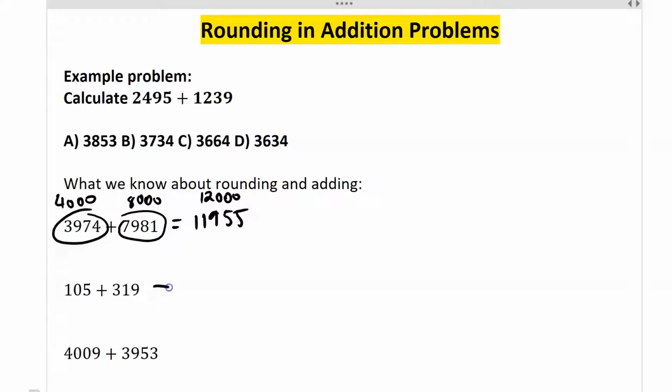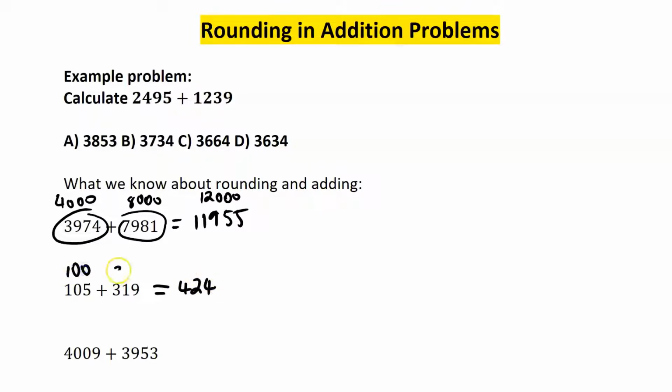Okay, another example. 105 plus 319 gives me 424. Again, this is roughly 100, roughly 300 to give me roughly 400, and we'll see that the original things were above what we rounded to, so that result should be above as well. It gets a little bit more complicated when we have numbers that will round up and round down to the nearest 1,000.